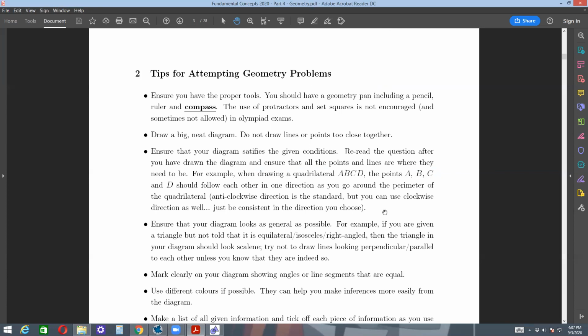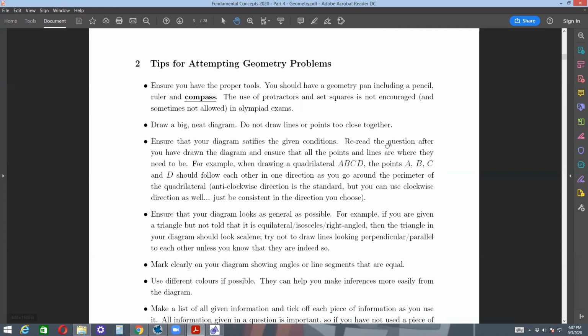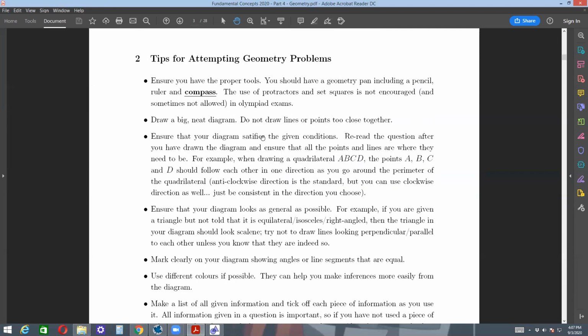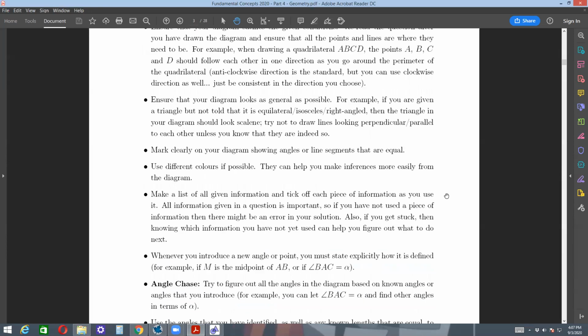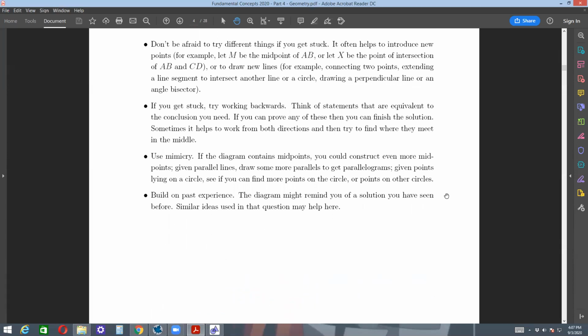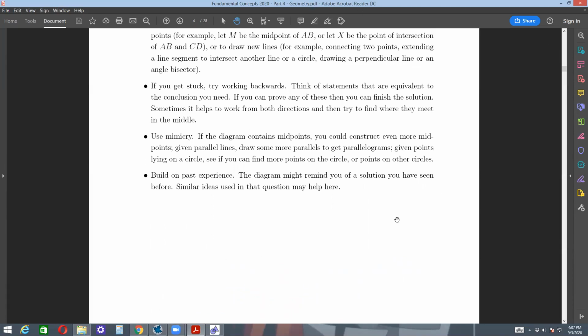Right, tips for approaching geometry problems. Again, we've gone through this already, so I'll leave this up to you to read. But important things: draw a big, neat diagram, use your compass as much as possible, and label your diagram properly. Every time you introduce points, you state what they are. And try not to draw the diagram too equilateral or isosceles unless you're specifically told that it is equilateral or isosceles. Those are the things you can go through.